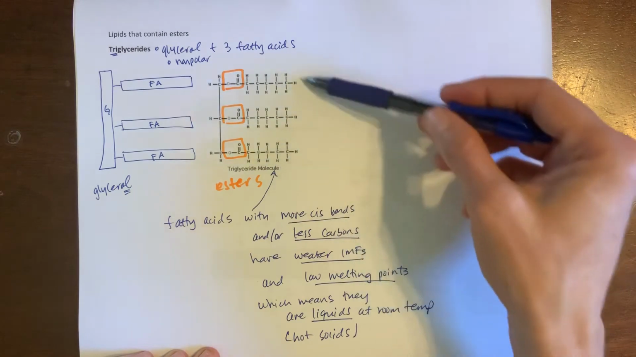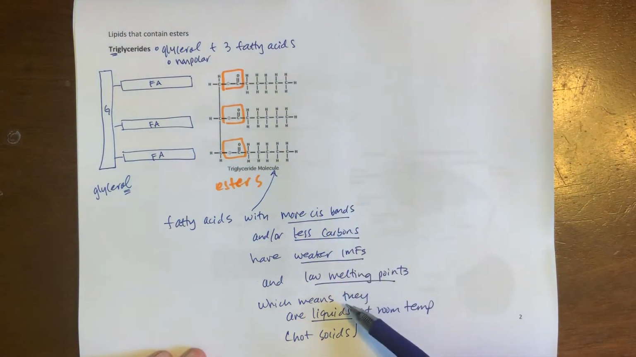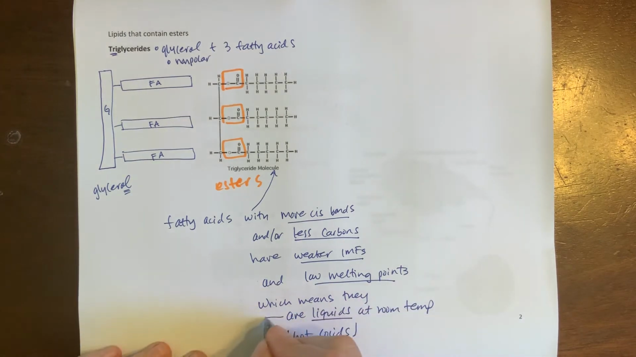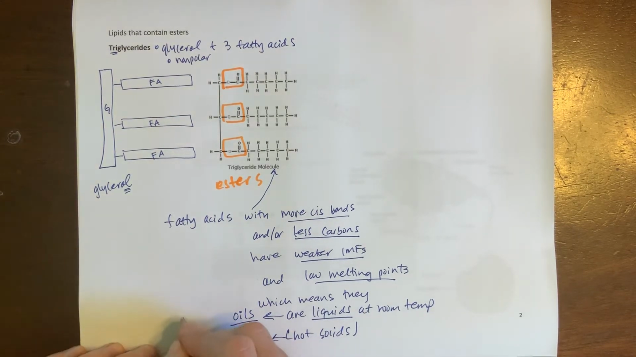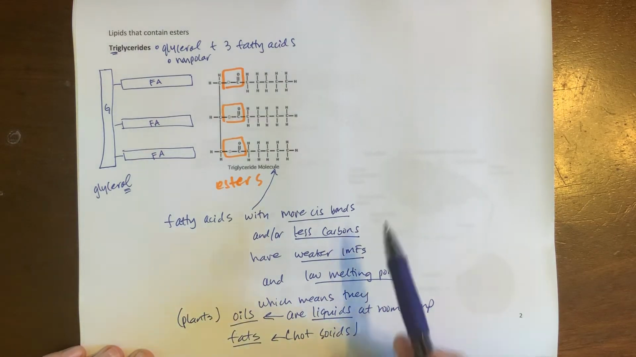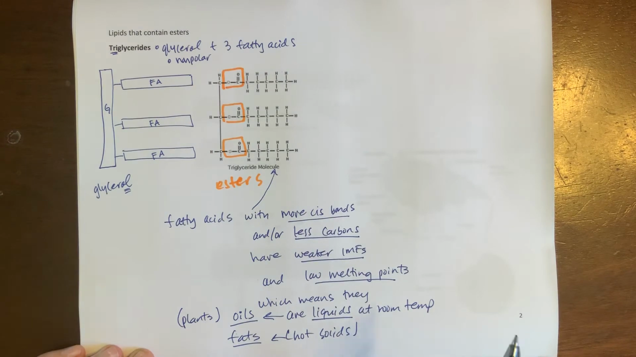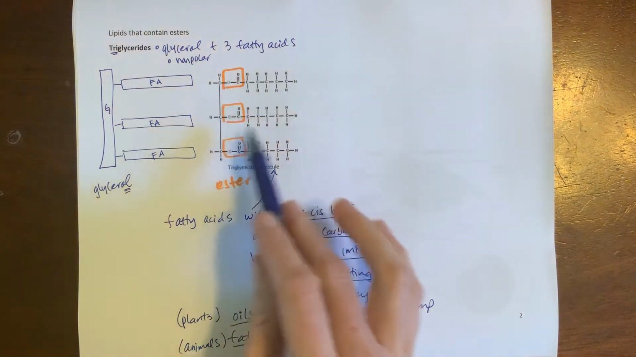So how these tails look is going to have a big impact on those physical properties of your compounds. Liquids at room temperature we call here oils. It's more of a nutrition word, and if it's a solid at room temperature, we would call those fats. And plants tend to give me my oils. Coconut oil is an exception that is actually not having cis double bonds, but it's got a small amount of carbons. And then animals are who are going to give you generally your fats or your solid triglycerides.